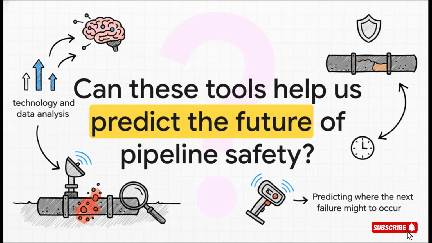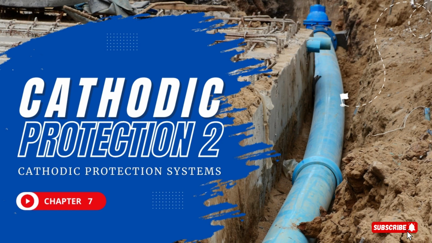As all this technology gets better and as our ability to analyze all this data improves, can we finally move beyond just reacting to problems? Can we get to a point where we can accurately predict where the next weak spot is going to be? Because that is the real key to making sure these vast, unseen networks are safe for many, many years to come.